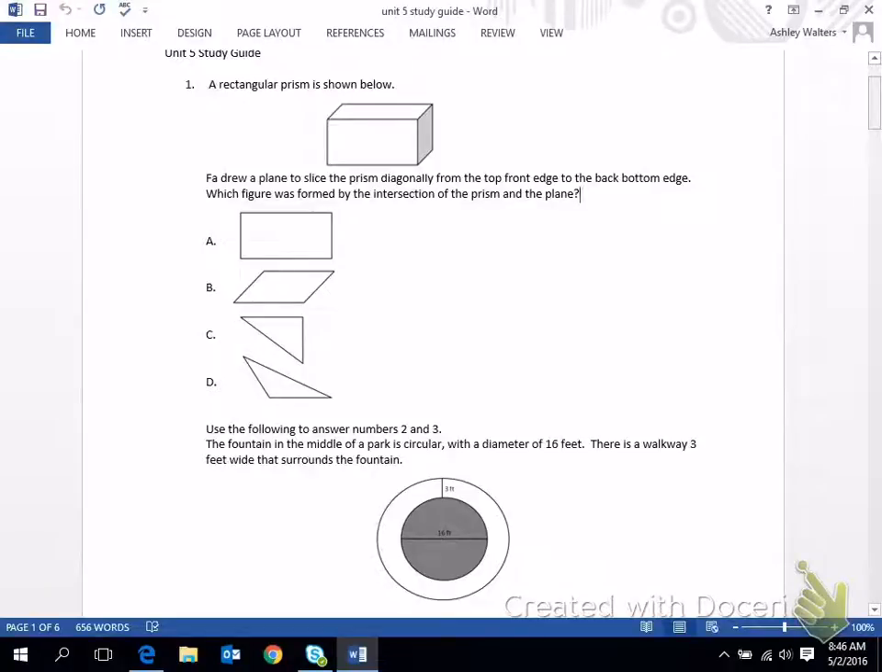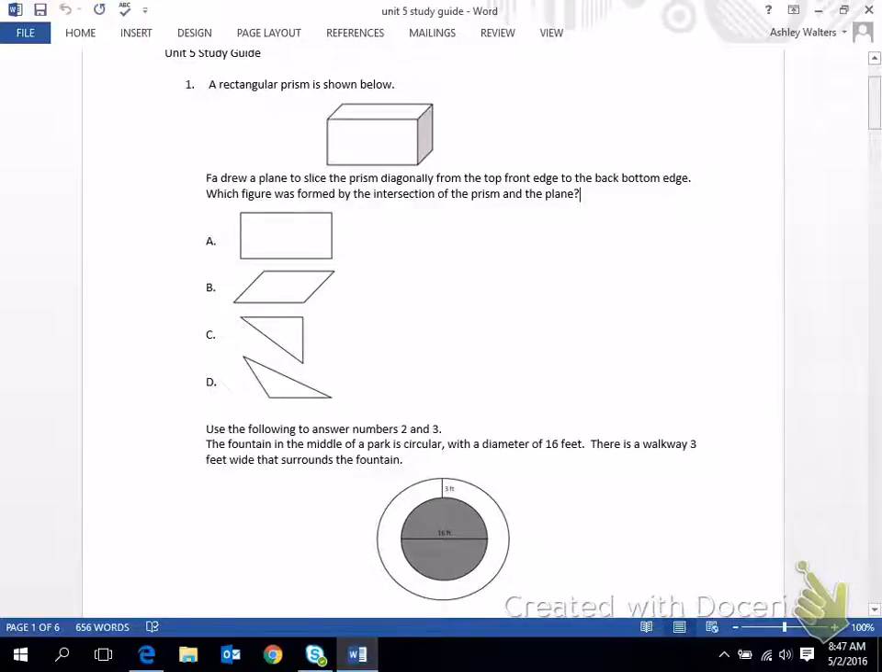This video is to help you prepare for your Unit 5 test, which is covering the things in geometry that we've learned in class. Number 1 says a rectangular prism is shown below. It says Fa drew a plane to slice the prism diagonally from the top front edge to the back bottom edge. Which figure was formed by the intersection of the prism and the plane?